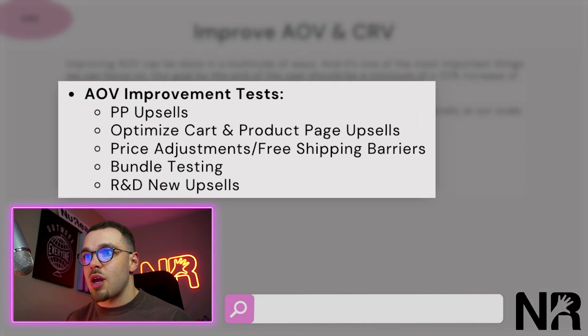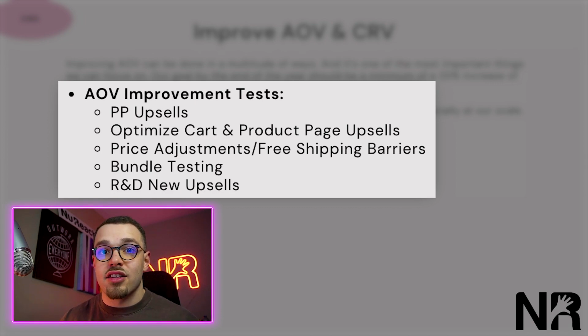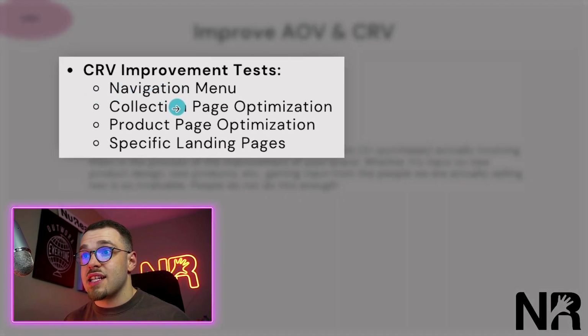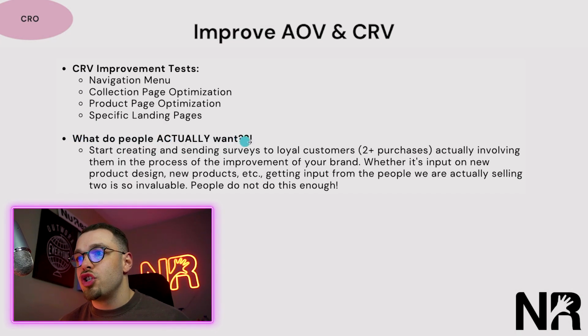So things like post-purchase upsells, optimizing the cart, optimizing the product page, upsells, price adjustments, free shipping barriers, bundle testing, R&D in terms of new upsells, as well as conversion rate improvement tests, navigation menu, collection page optimizations, product page optimizations, specific landing pages for specific traffic, and then what do people actually want?